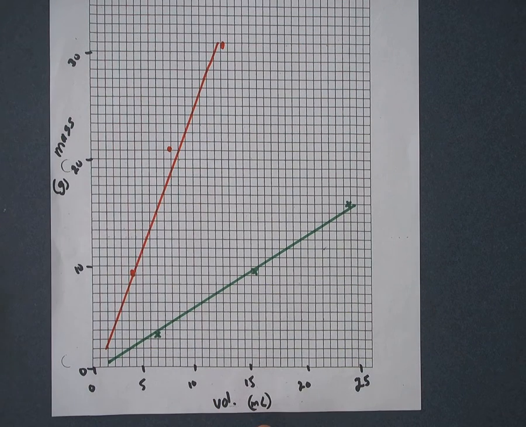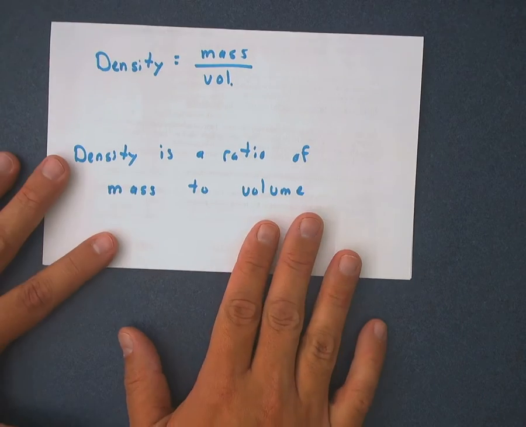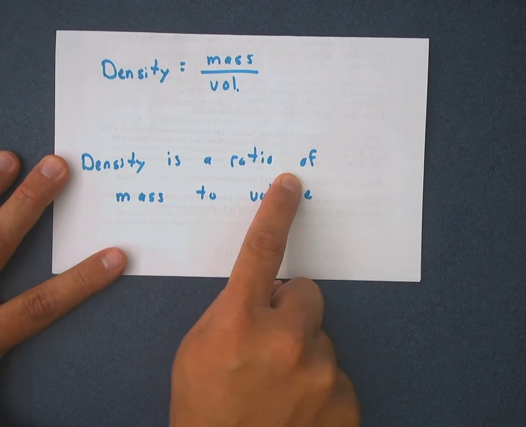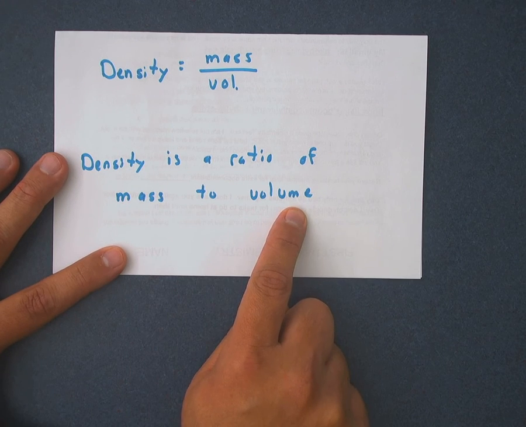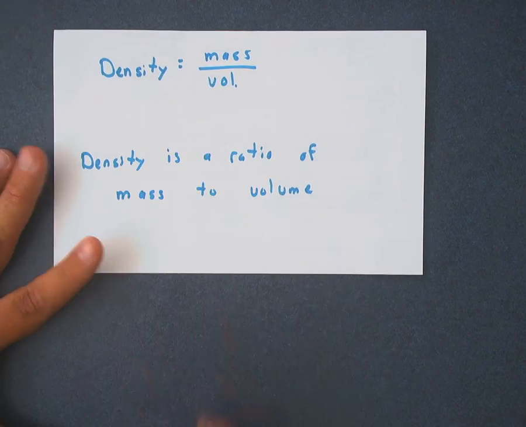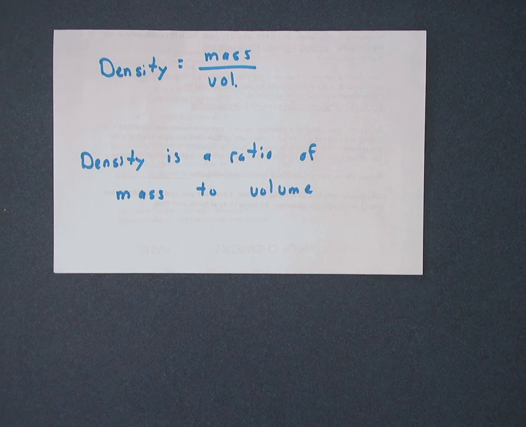Okay, so let's talk about what density is. Here's a little bit of notes that you can write down. Density is a ratio of the mass of an object to the volume of an object. A lot of times we look at it mathematically in this formula: density equals mass over volume.